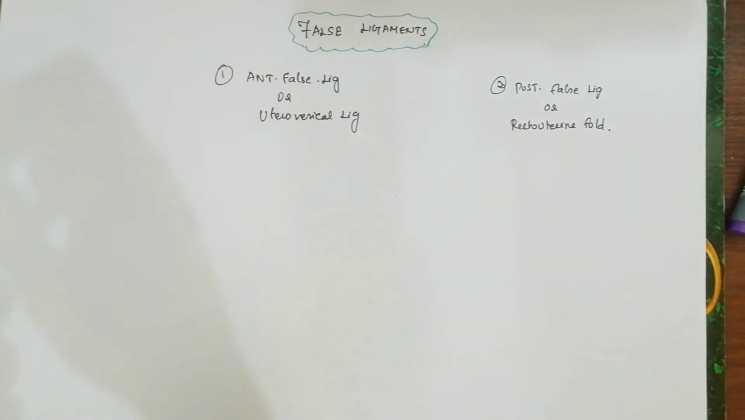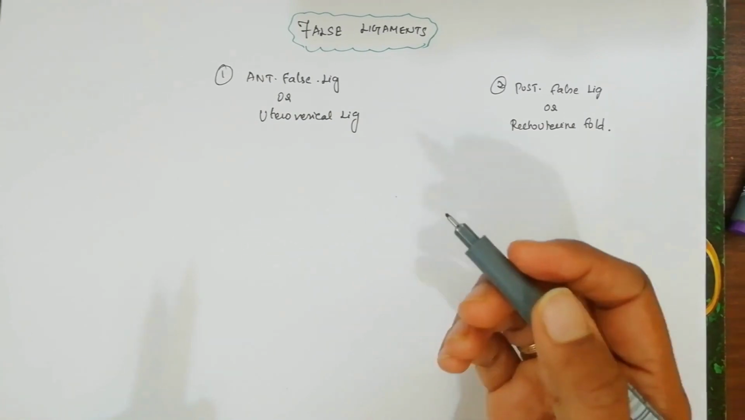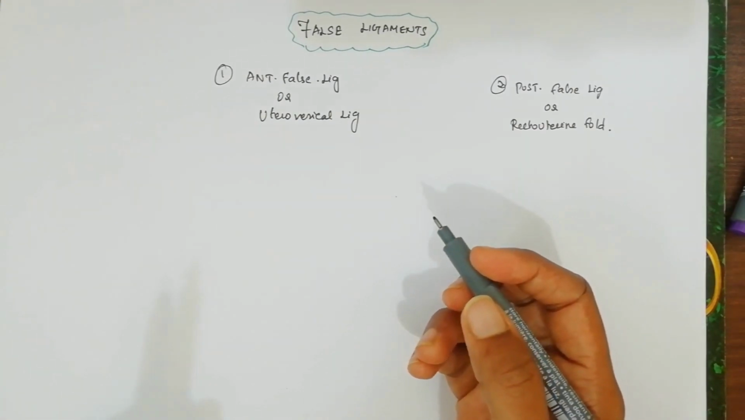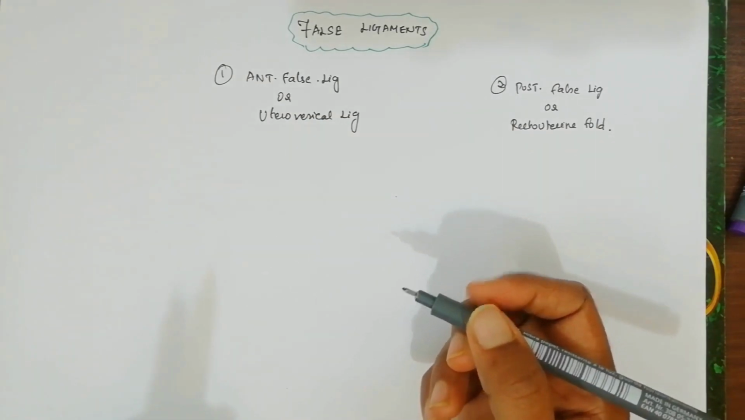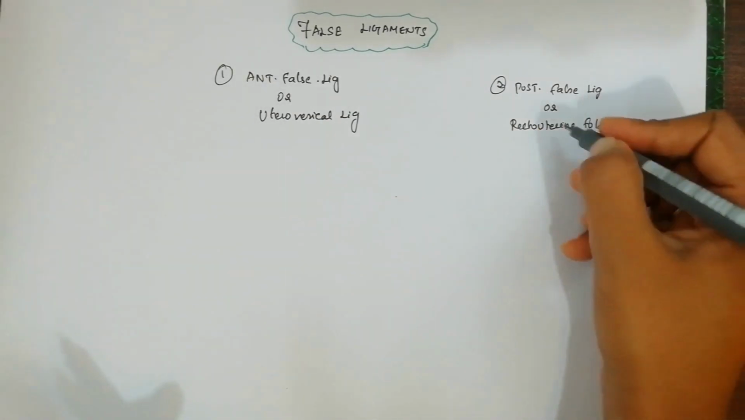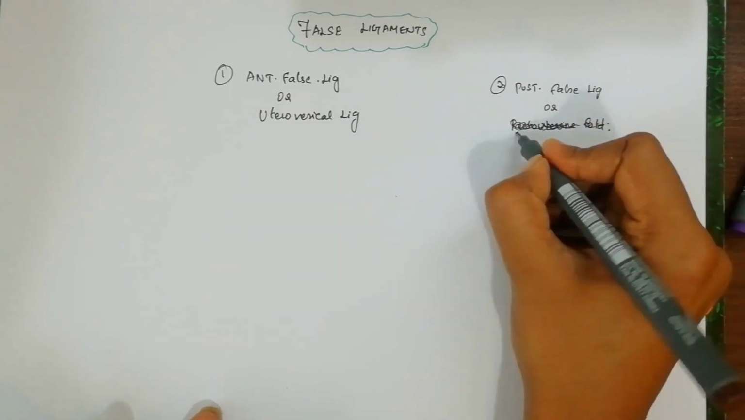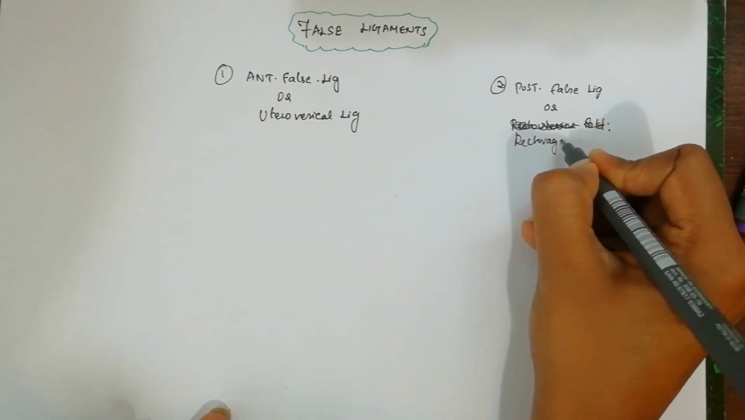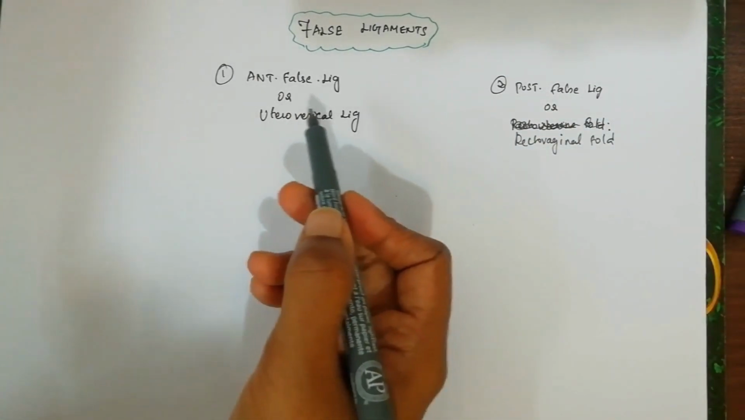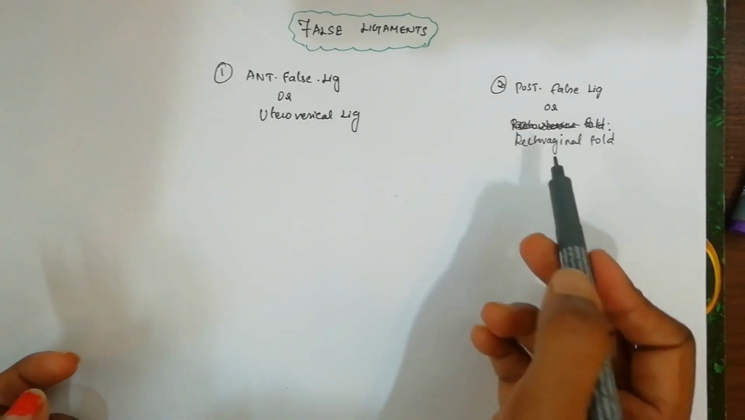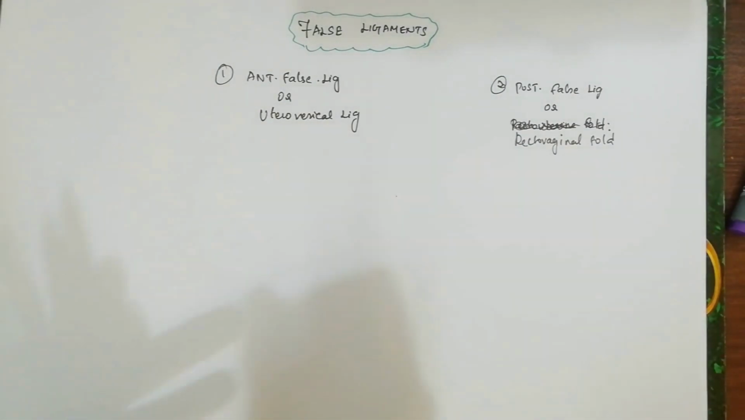I will show you both in a single image. Sorry about this, the posterior false ligament, the second one, is the recto-vaginal fold. Anteriorly, related to the urinary bladder, we are calling that the uterovesical fold. Posteriorly, related to the vagina, we are calling that the recto-vaginal fold. So I will show you in a single image.